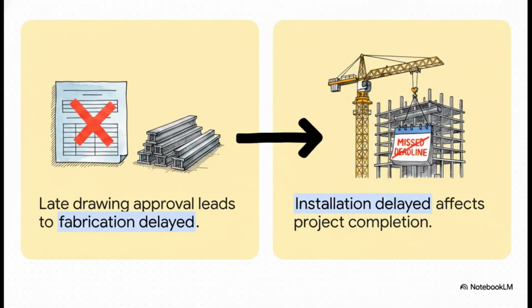And Step 5? It's basically the domino effect. You have to draw a direct, logical connection. Let's say a drawing approval is late. Bam! That leads directly to a delay in steel fabrication. That initial delay ripples out, causes the installation to stall, and ultimately pushes back the entire project completion date. You have to prove that unbroken chain for the claim to hold any water.